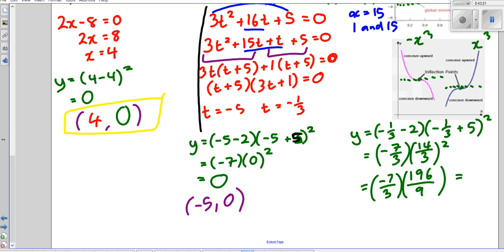Did you get -1372 over 27? It turns out that doesn't simplify. I checked it on the calculator. Does your calculator have a simplify button? Yeah, it automatically simplifies. Press math and then select number 1, and it'll simplify a fraction for you.